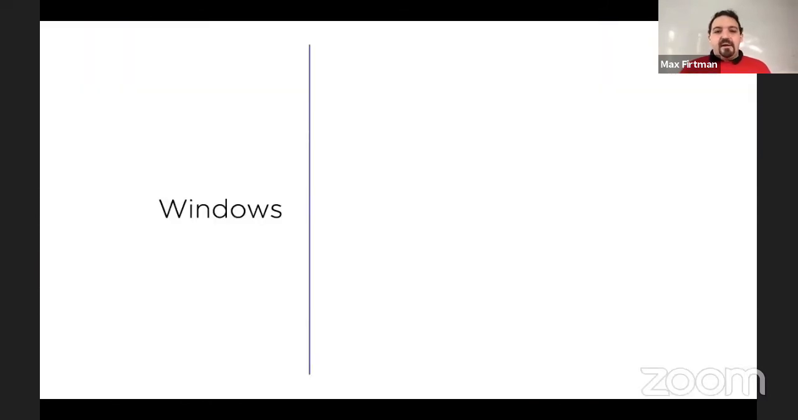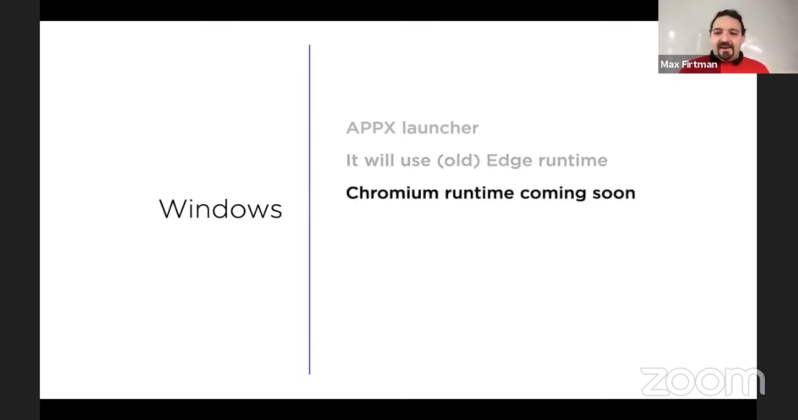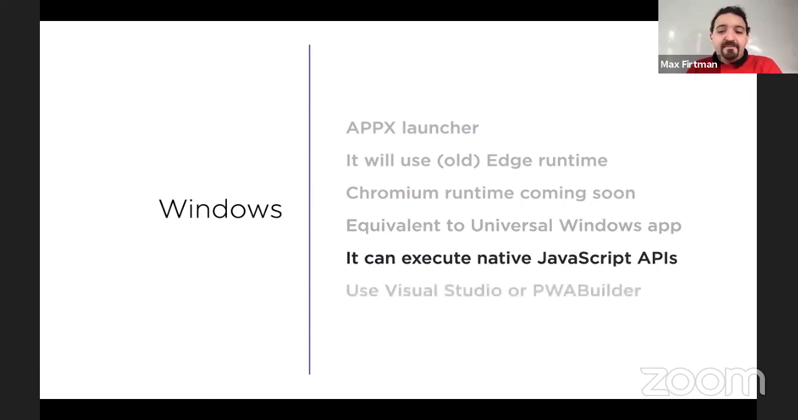Okay. On Windows, it's called an APPX launcher. That's for Windows 10, so it's currently using the old Edge runtime. Okay, so not the current Chromium Edge runtime. The Chromium runtime is coming soon. So right now, if you publish a PWA to the Microsoft Store, it will actually be using the old Edge runtime. And it's actually a universal Windows app, a UWP. It can execute native JavaScript APIs. And for that, you can use Visual Studio to create your APPX launcher, or PWA Builder.